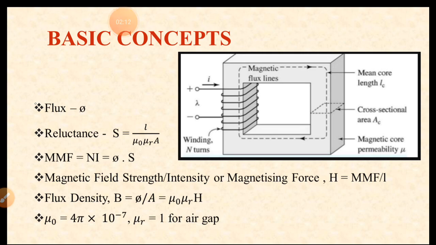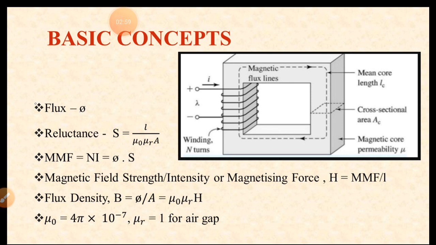Now, let's see some of the basic concepts or terms that are required for analysis of magnetic circuit. We had already covered these definitions as well as the significance of the terms in the previous class. So, let's quickly recall the equations. So, in the figure we can see a simple magnetic circuit. The core is of rectangular shape and it is wound with a coil having n number of turns and a current I is passed through this coil.